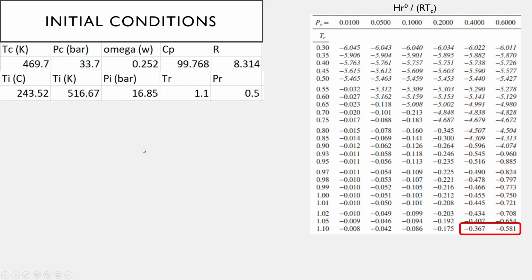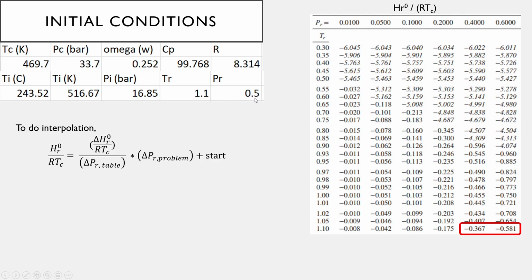So bringing that back to the problem. Again, we exist at Tr equal to 1.1, and we want to find what value of HR exists between 0.4 and 0.6. So to do interpolation, we're going to be calculating the change in the y value, which in this case are the numbers given, which is our HR naught over RTc. And then we're going to be dividing it by the given table values for the Pr, so 0.6 to 0.4. Then the change in Pr from the problem.